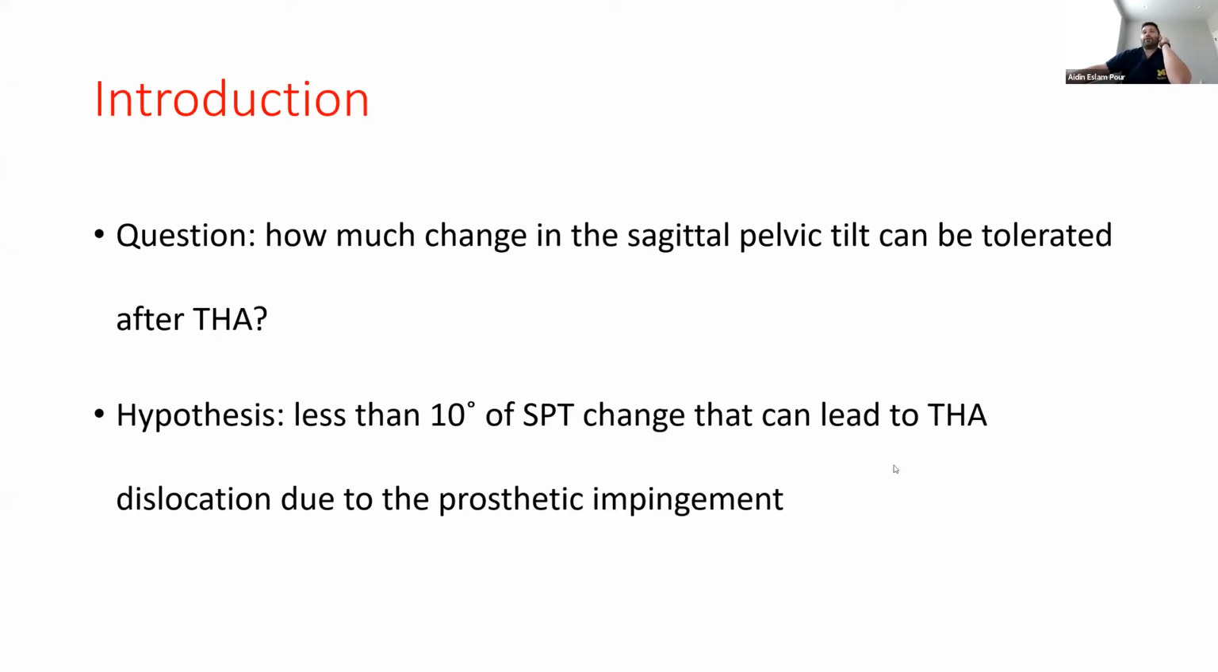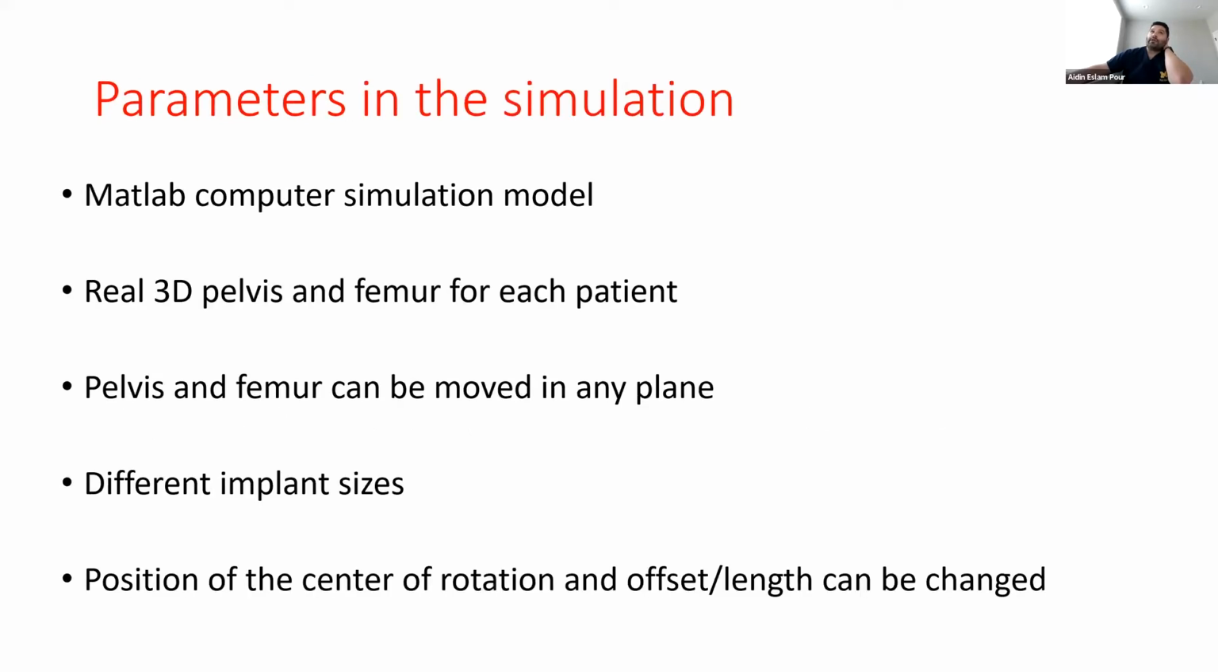A lot of our patients undergo spine surgery after we do hip replacement, so we do not have any control on their implant orientation. Our hypothesis was that less than 10 degrees of change in their sagittal pelvic tilt can result in total vertebroplasty dislocation due to prosthetic impingement. Again, we are talking about prosthetic impingement only here.